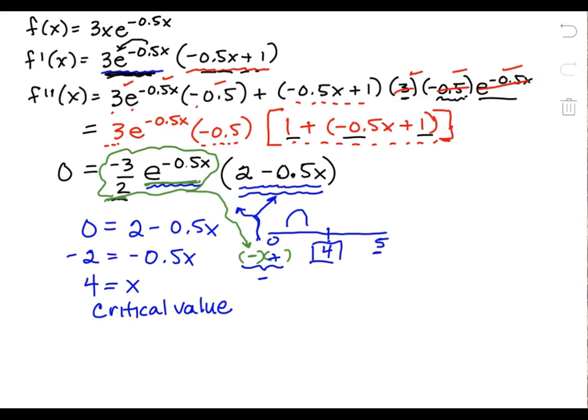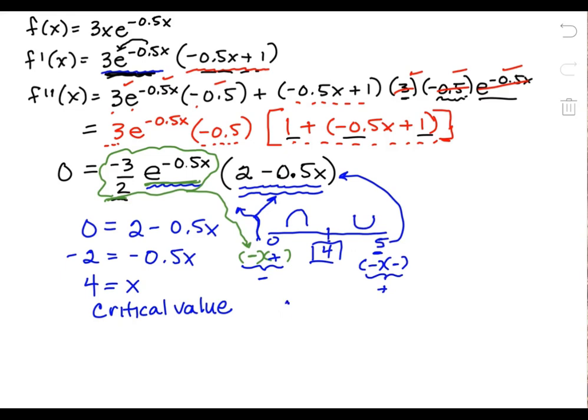Now we want to do the same thing with the 5. Once again, that part circled in green out front is going to be negative no matter what x I use. But when I put 5 into that factor this time, 2 minus 0.5 times 5 is going to be 2 minus 2.5, which is negative, and two negatives make a positive, so this portion is going to be concave up.